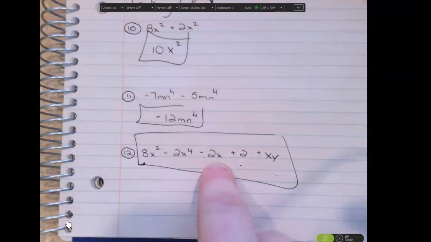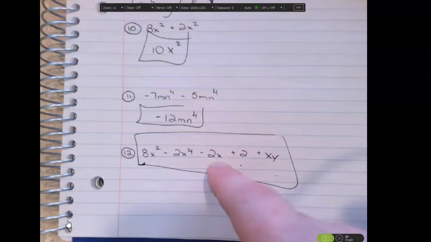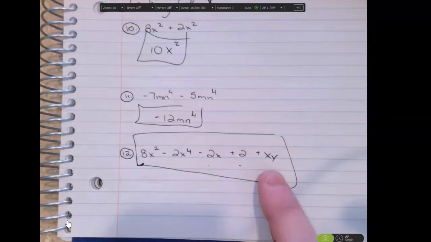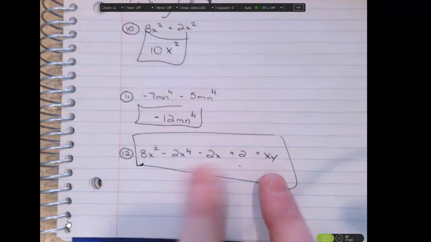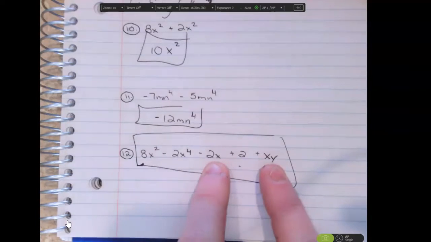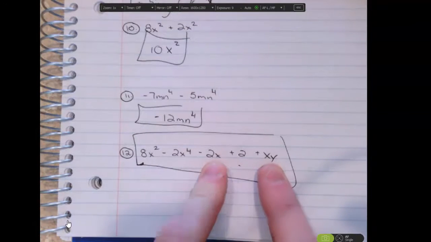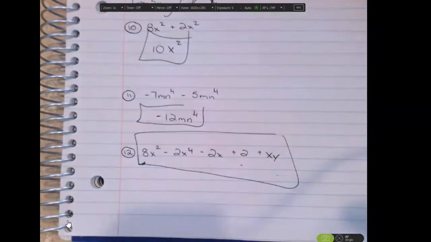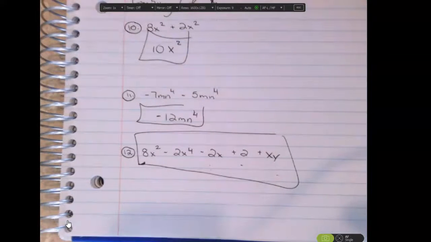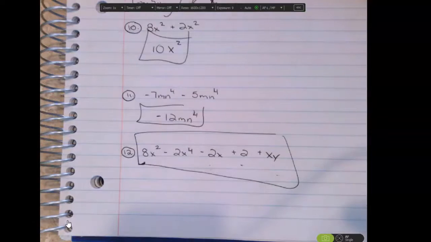Next, I have an x. There's no other x to combine it with. The only other x is at the end here, but it's being multiplied by y. So I cannot combine an x and an xy. Got to be the same. Finally, I also have 2. There's no other whole number than this one, guys, that I can put this one with. So this problem is as simplified down as far as it can go.